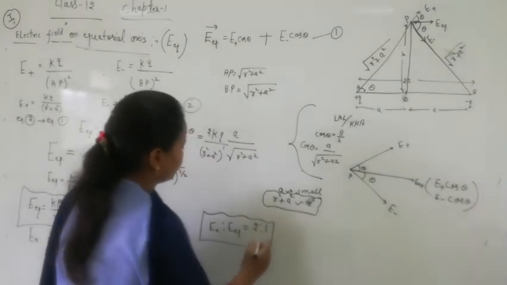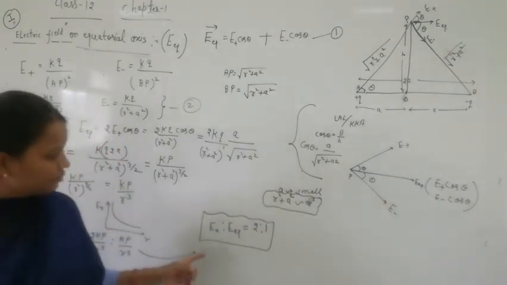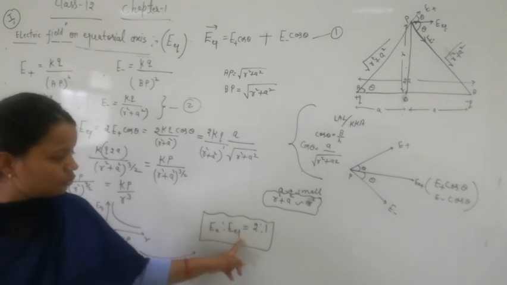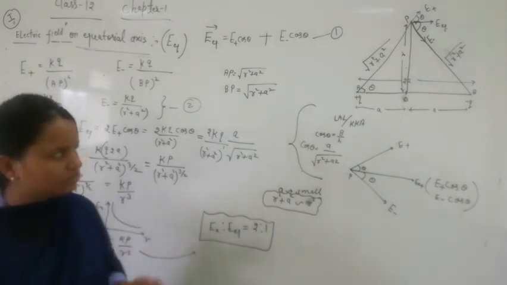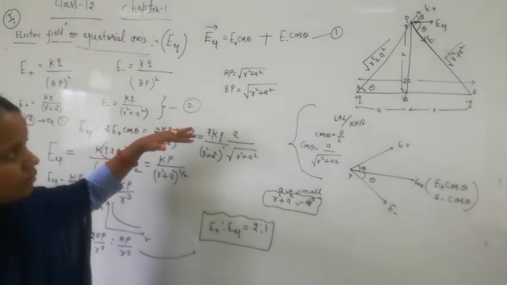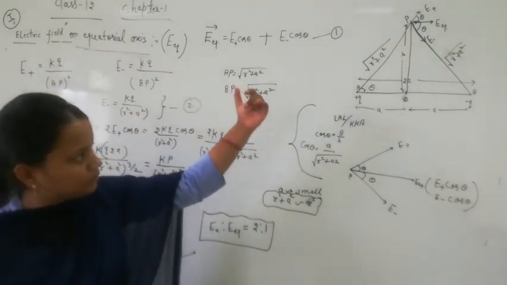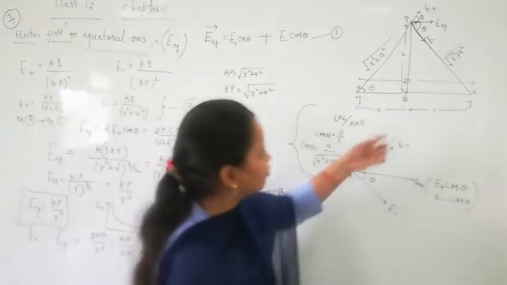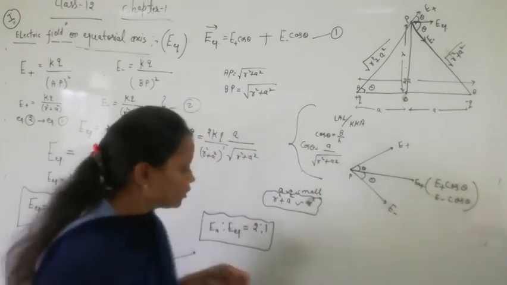Students, we also have the basic derivation to prove EA is to EQ equals 2:1. The whole derivation is here. This is the derivation for the equatorial axis, and we use the concept of the right angle triangle here. Thank you very much.